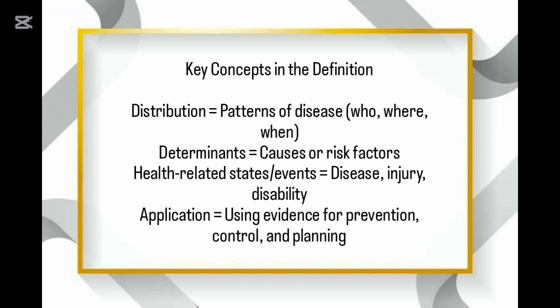Distribution tells us about the pattern: who is affected, where they live, and during what time. Determinants are the risk factors or reasons behind illness. And application means using all this information to prevent the disease and protect public health.